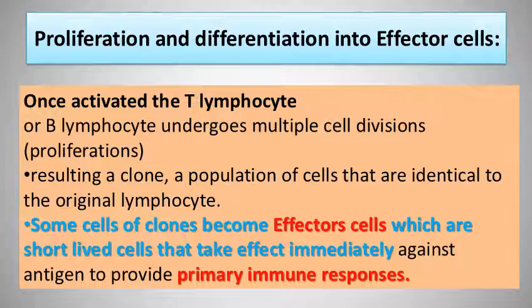So after activation, they undergo multiple divisions to form a clone of cells which are identical to the original lymphocyte, and some of the cells become effector cells, which take action immediately against the pathogen to destroy it. They are short-lived cells, and these effector cells only provide what is called the primary immune response.